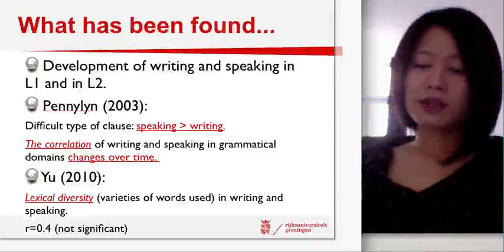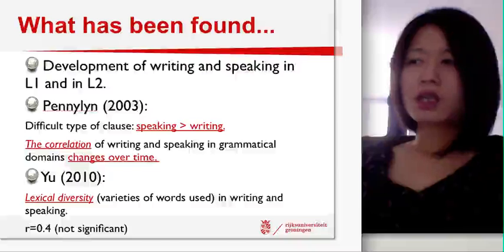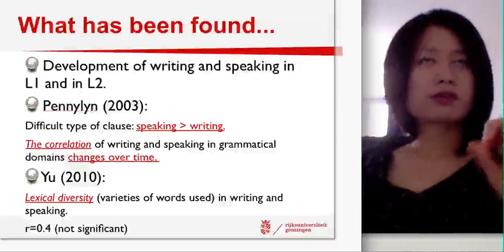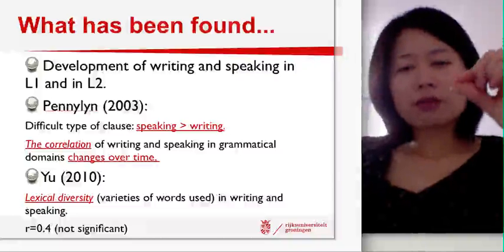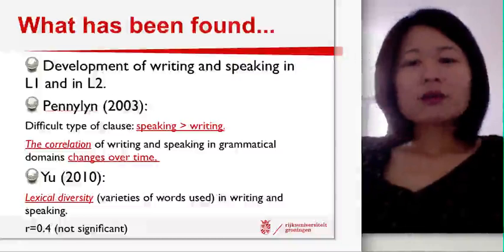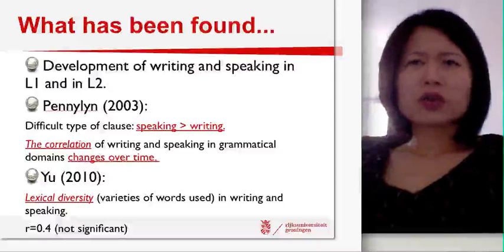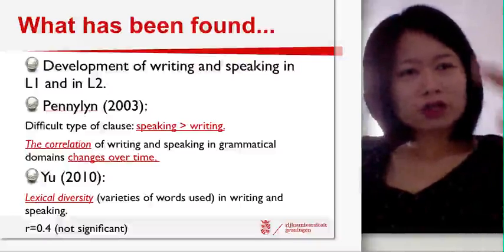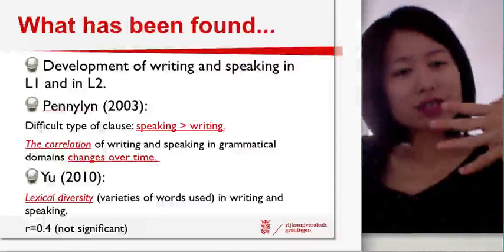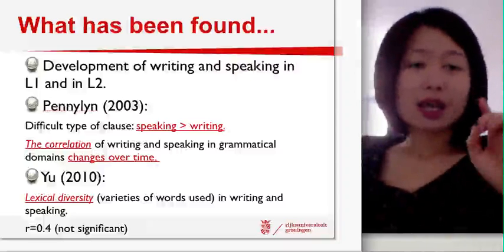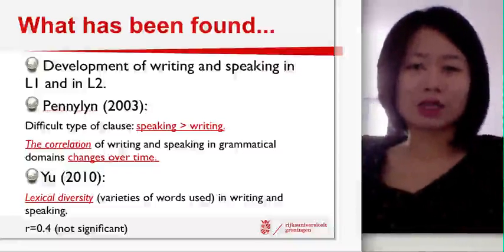Two studies have compared writing and speaking. In Pendeling's study in 2003, she observed a group of beginner learners of German at college level, and she found that speaking has more difficult types of clauses than writing. But as far as the relation between speaking and writing is concerned, she found that there was no constant correlation between writing and speaking, but she found a changing correlation. That is, she found a significant correlation between writing and speaking in the fourth semester, but she did not find this correlation in the first semester. So there seems to be a changing correlation over time between writing and speaking.